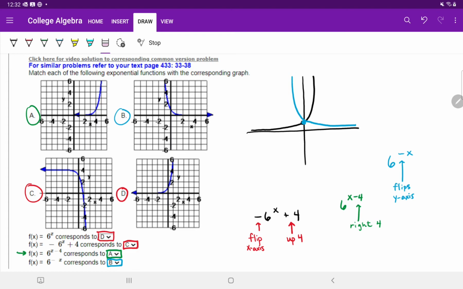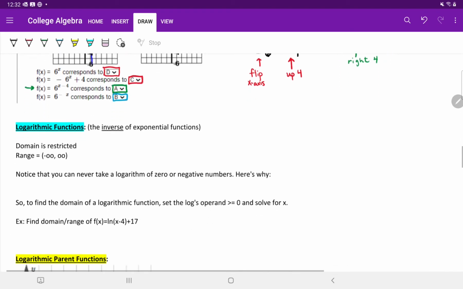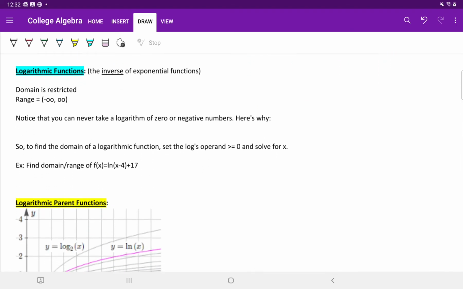I hope you remember your parent functions and your transformations. These things will keep popping up in this class. Now it's time to move on to logarithmic functions. So we've just discussed what exponentials look like on a graph. Now let's talk about what their inverse, logarithms, look like on a graph.